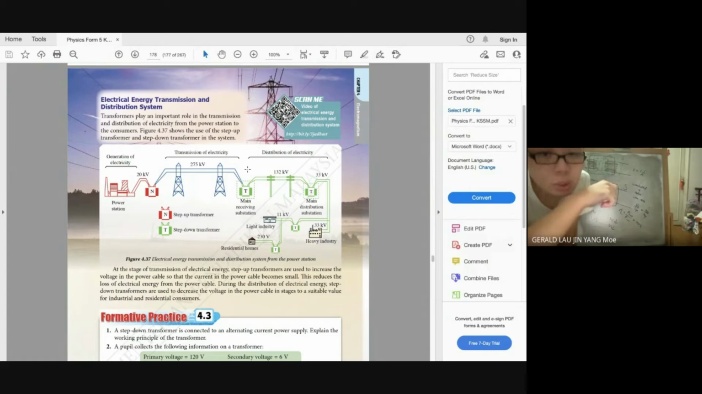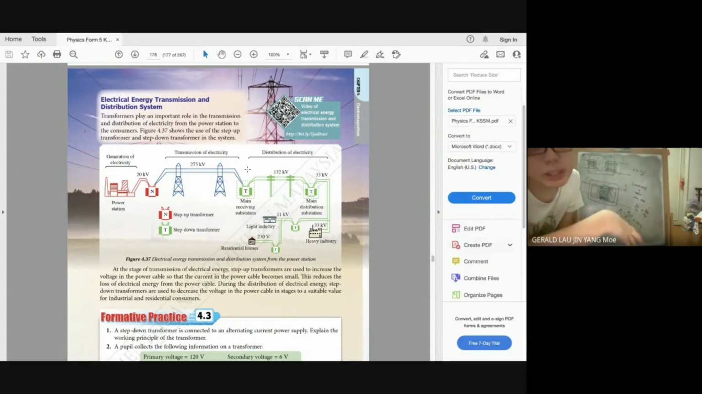Okay, why do we increase the voltage of power cable? It is because we want to reduce the current. If you reduce the current, you will have a smaller loss of energy, because small current. If small current, that means small loss of energy, so it will be more efficient.